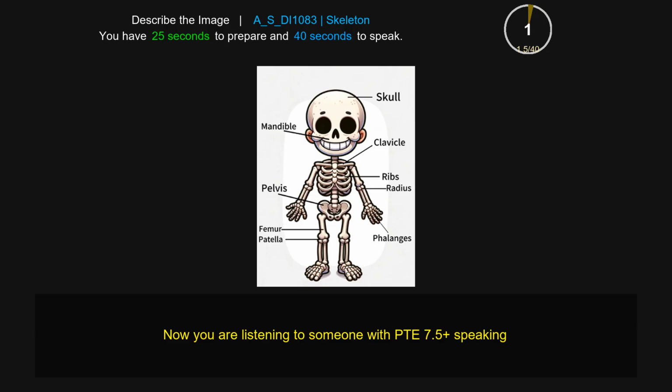The diagram gives us information about the human skeleton. So the upper part is composed of the skull and mandible, and then the middle part of the body has clavicle, ribs, and radius. And then the lower part has pelvis, femur, patella, and also in the middle part I can see phalanges. So in conclusion, the diagram gives us information about the human skeleton from top to bottom.